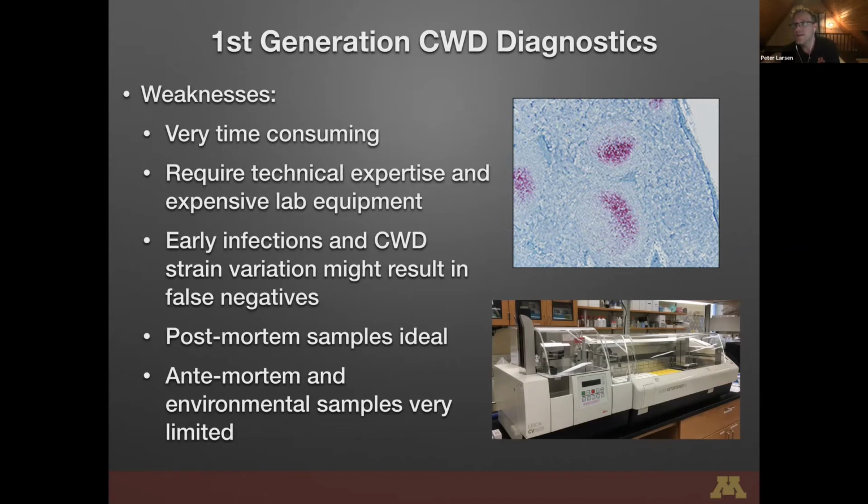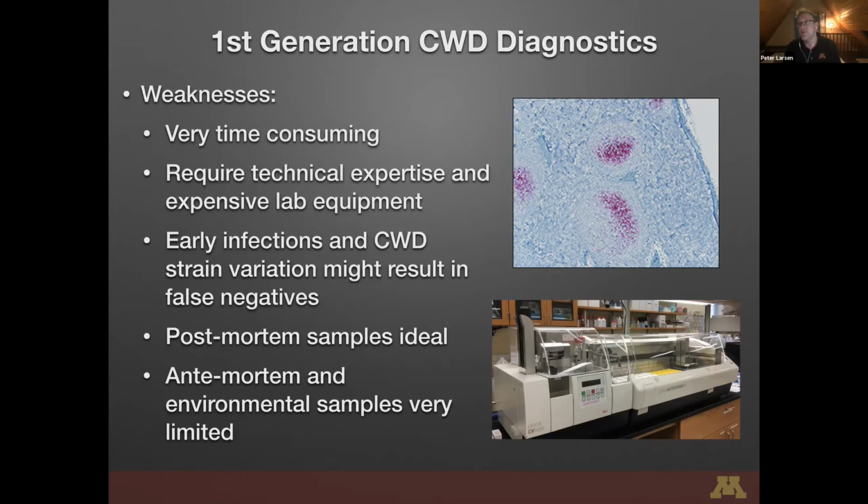For this result, you need to have animals that were positive for some amount of time, like maybe 3, 4, 5 months. You need to have the prions really start getting enriched in the lymph nodes in order to detect them with the color change. So there's a weakness there, in that if it's an early infection, you might miss it using ELISA or IHC.